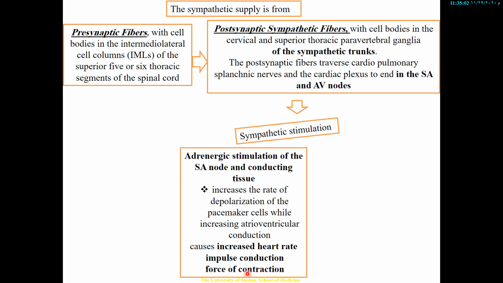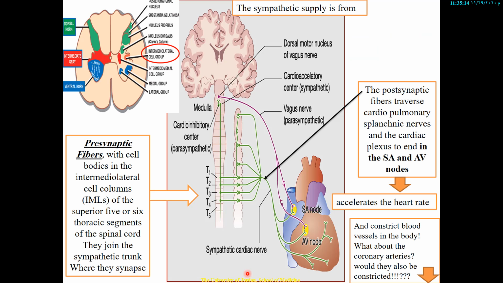So everything here is stimulated by the sympathetic nervous system, becoming more and more intense, of course. So that was the sympathetic innervation. However, there is also a very important fact I want to talk about here. Arteries have sympathetic innervation. So the coronary arteries, what about them?